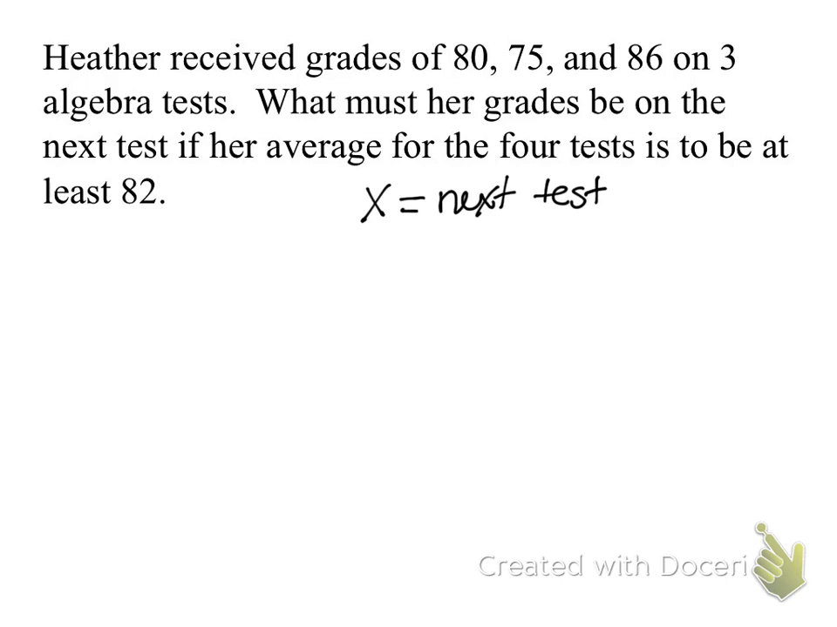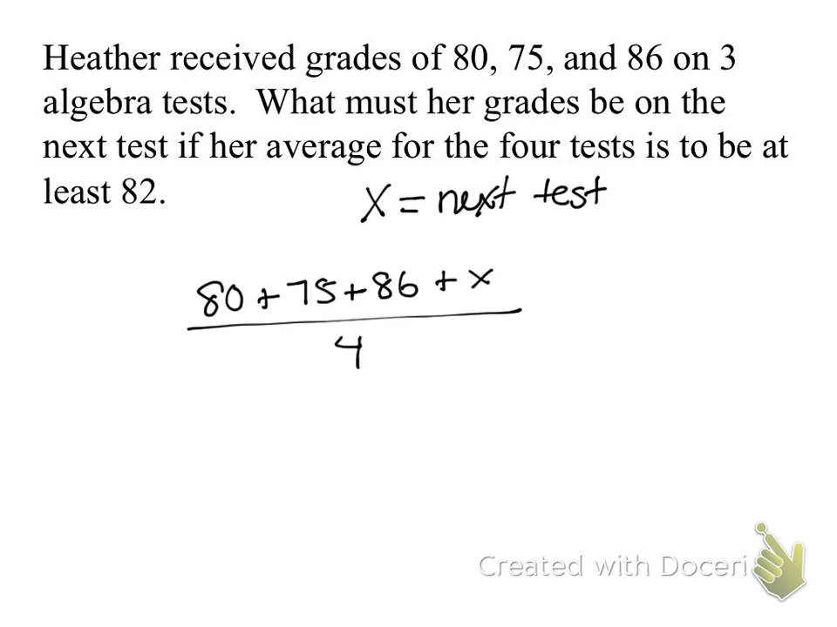Try 80 plus 75. Put those in parentheses. Okay, but we have one more test. Oh, plus x. Divided by 4. Good. And then it says, what must her grade be on the next test if her average for the 4 tests is to be at least 82? Greater than or equal to. Yes, this has to be greater than or equal to 82.